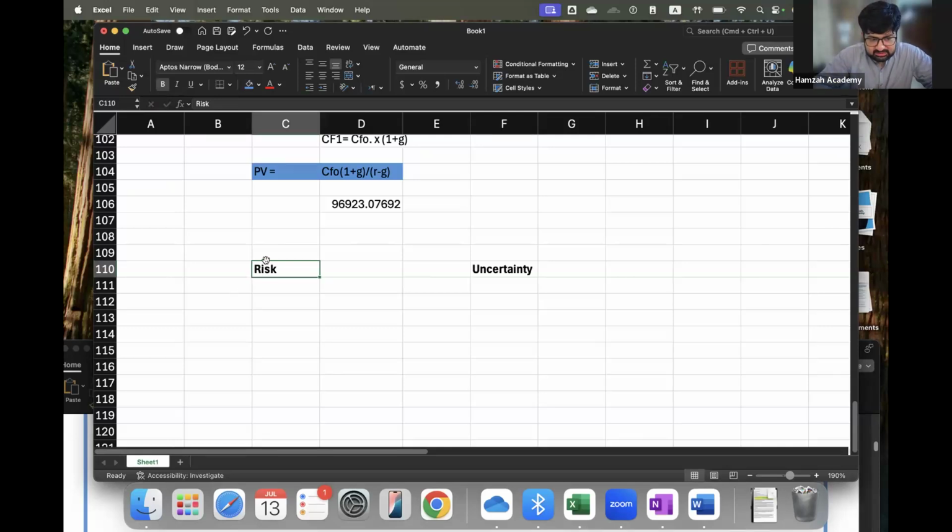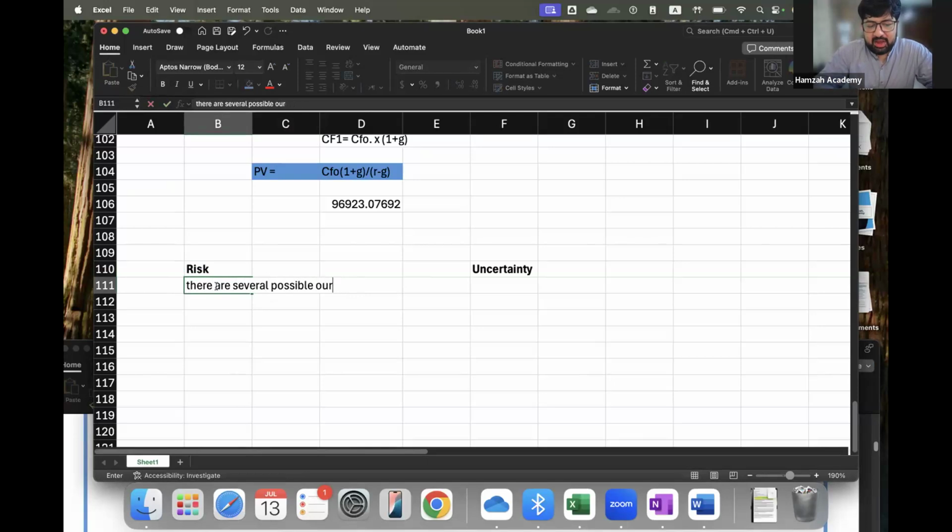So what is risk? Risk is the condition where there are several possible outcomes, because the project is in the future, which you are going to launch. We are studying investment appraisal. Come back to the basics of what we are studying. Where there are several possible outcomes, and where probability can be assigned.